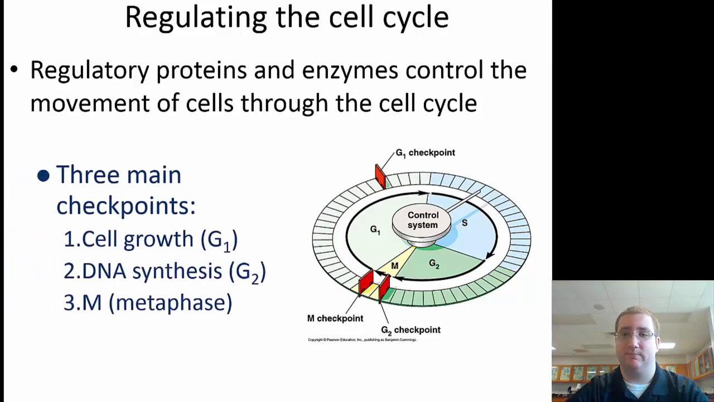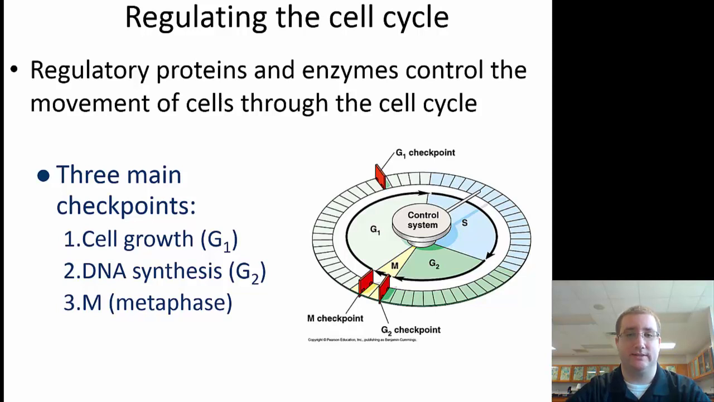There are three main checkpoints within the cell cycle. When I say a checkpoint, I'm talking about a point in time where the cell can check itself before it moves on to the next cycle. And if there's issues at that point, the cell can either try to fix the damage or end its own life and prevent that cell from damaging the rest of the body.